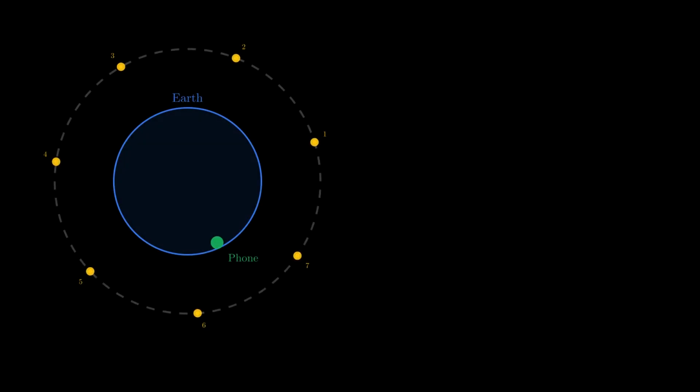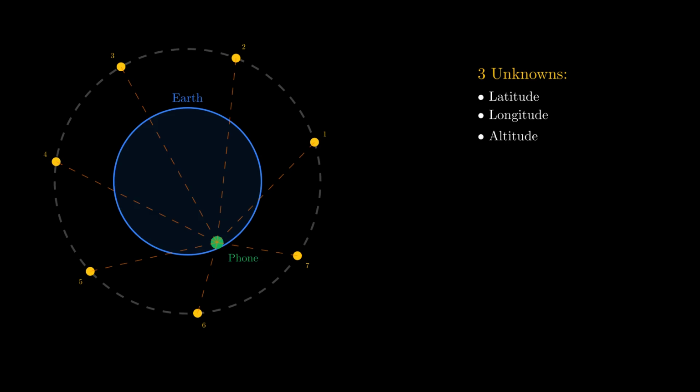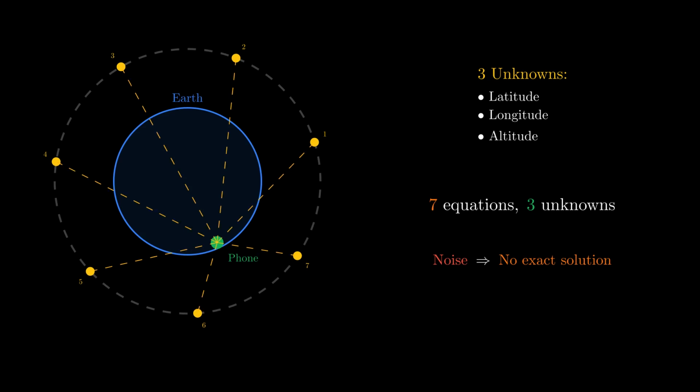Right now, your phone is receiving signals from at least 7 satellites. It needs to determine 3 numbers: latitude, longitude, and altitude. That's 7 equations, but only 3 unknowns, and every measurement has noise. No exact solution exists. Your phone doesn't throw away equations. It uses all of them by solving a system that technically has no solution.